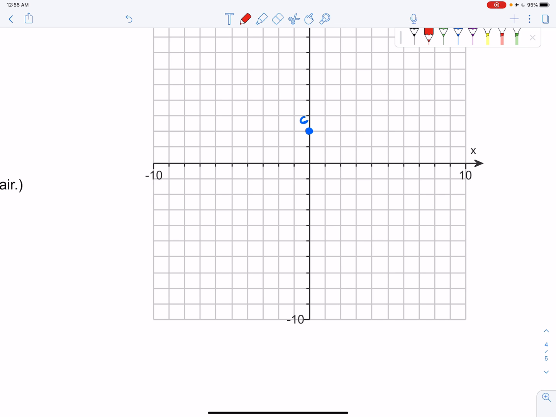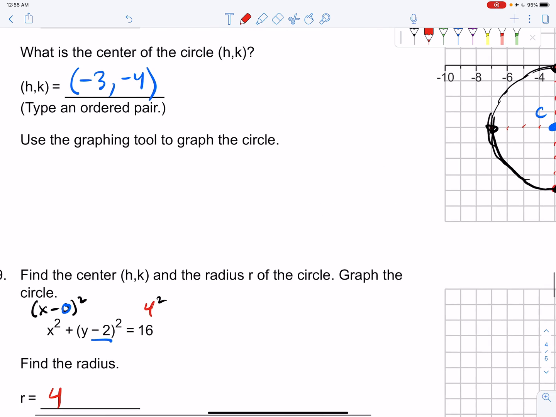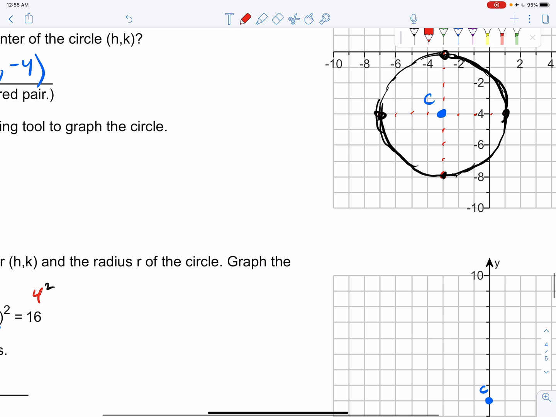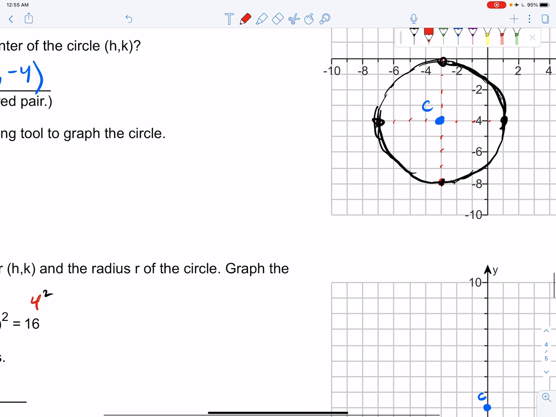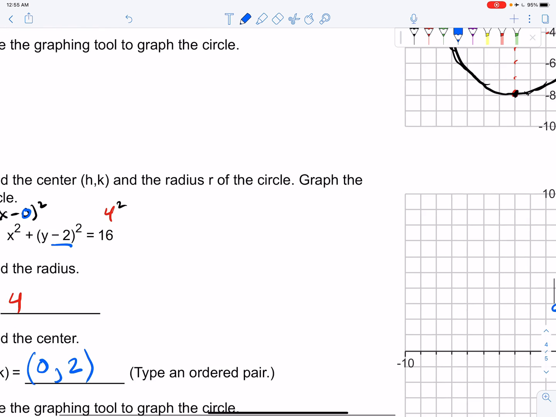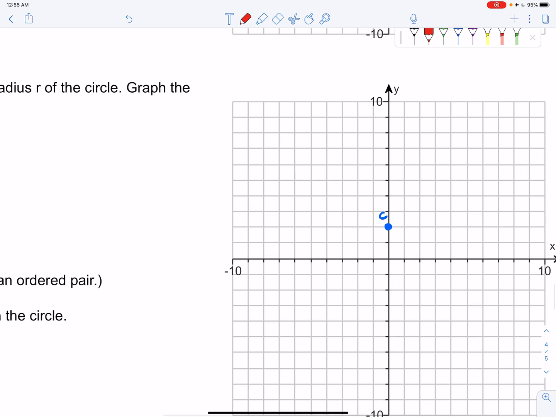Am I looking at something different here? Did I check that? Yeah. That was good. I guess I didn't mark that center. -3, -4. Okay, well, we have this center at 0, 2. It has a radius of 4.